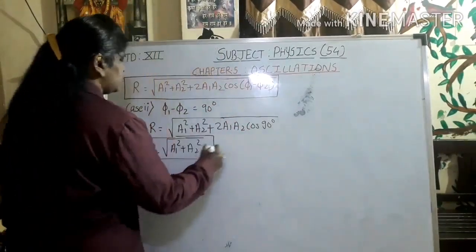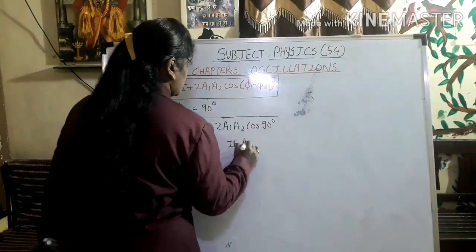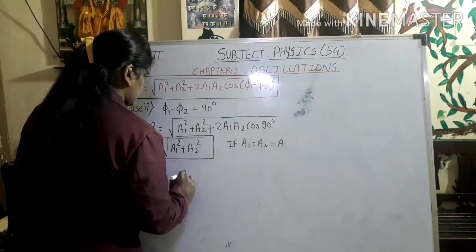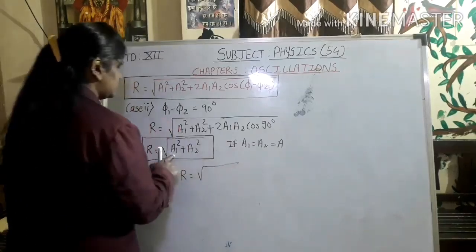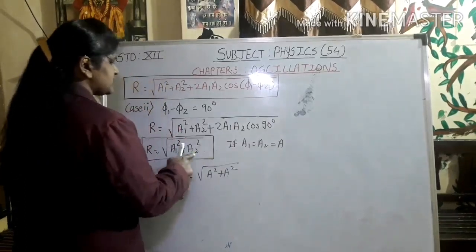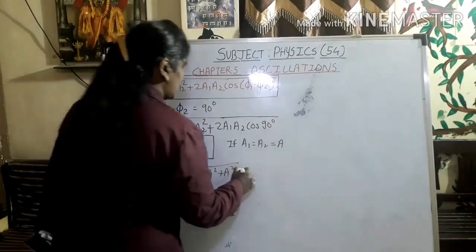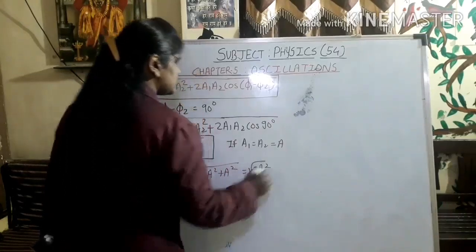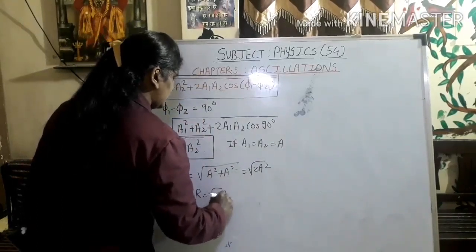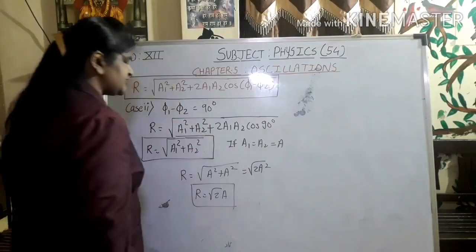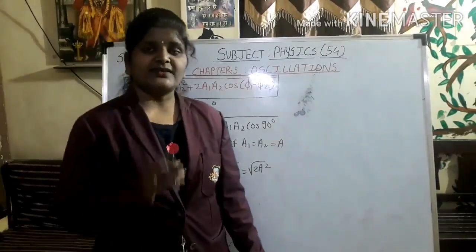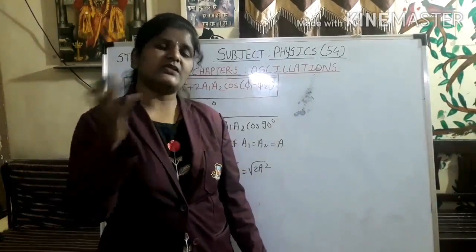Again, if a1 is equal to a2 is equal to a, then r is equal to the square root of a square plus a square, because a1 and a2 are both a. So I will be getting the square root of twice a square. Even this can be written as root 2 a. Am I right? Yes, this is right. So this will be the second case, when it is 90 degree. And when it is 180 degree, it will be out of phase.